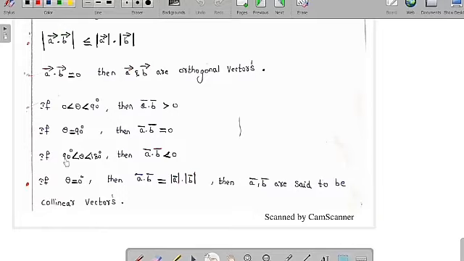But if the angle lies between 90 and 180 degrees, the cos function is negative in that range, so the dot product is less than 0. Suppose theta is equal to 0, then cos 0 is equal to 1. So a bar dot b bar is just the magnitude of vector a bar into the magnitude of vector b bar. Then a bar and b bar are said to be collinear vectors, or parallel vectors. Meaning if the angle between any two vectors is 0, they are collinear or parallel vectors.